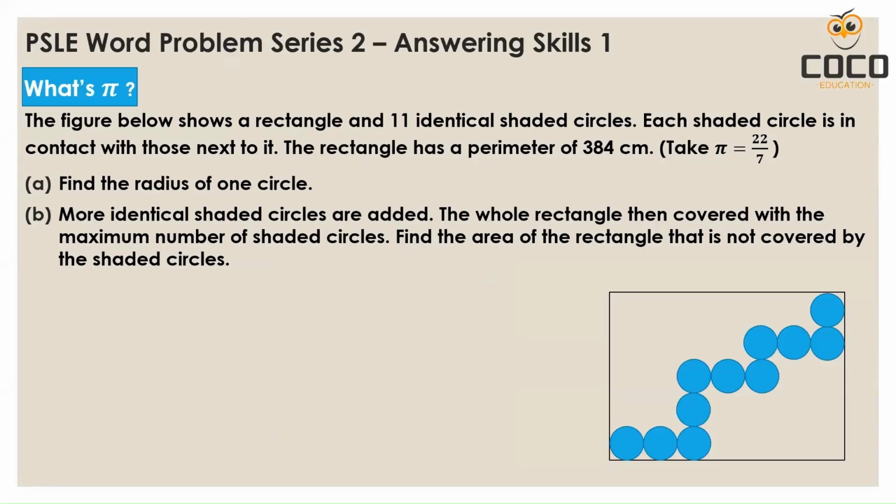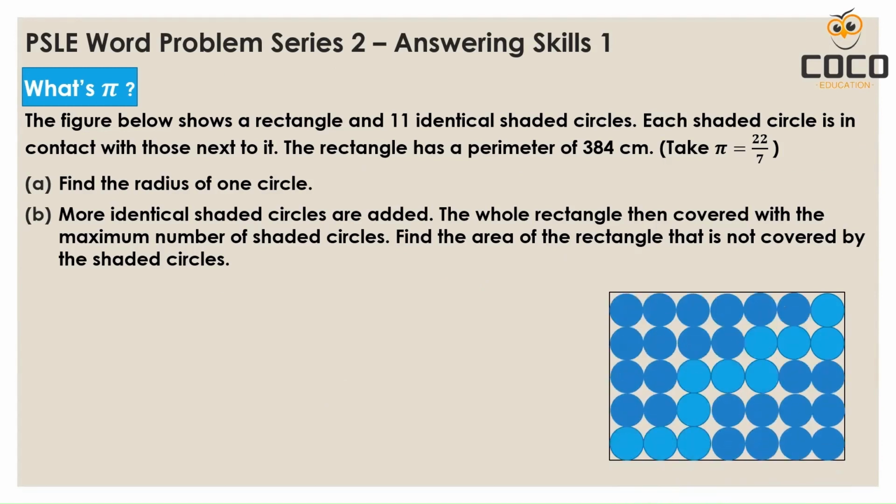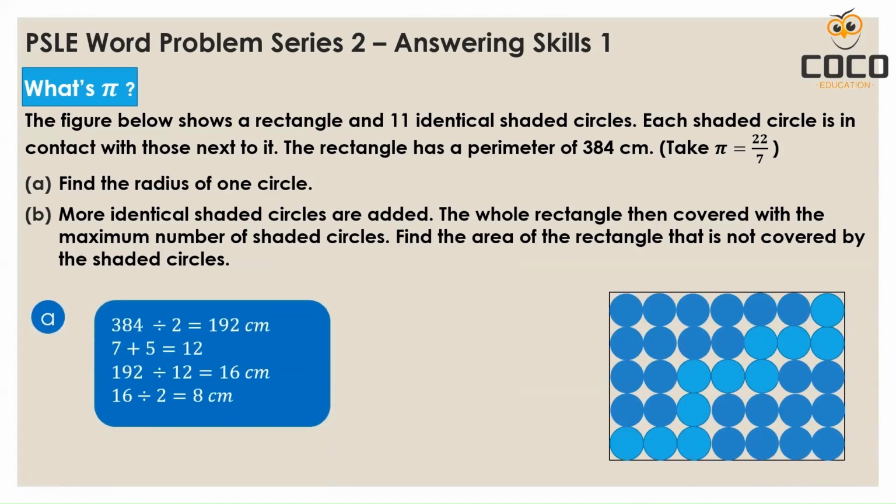Okay, now let's look at the correct way of doing this question. For part A, we can tell from the figure that each row can fit 7 circles, and each column can fit 5. Hence, half of the perimeter equals the diameter of 12 circles. So, diameter of each circle is 192 divided by 12, which is 16 centimeters. Radius is hence 16 divided by 2, which is 8 centimeters.